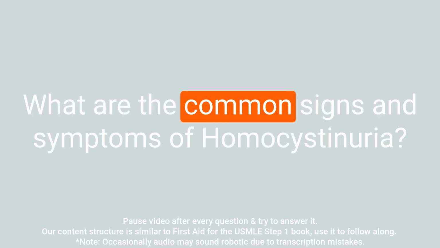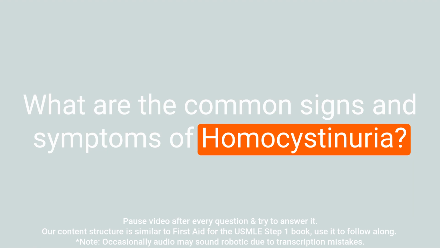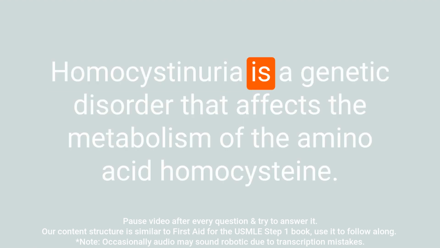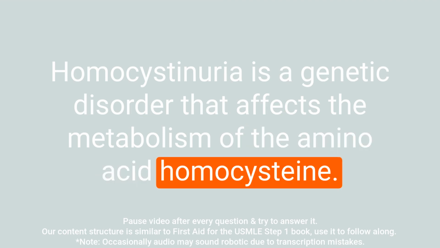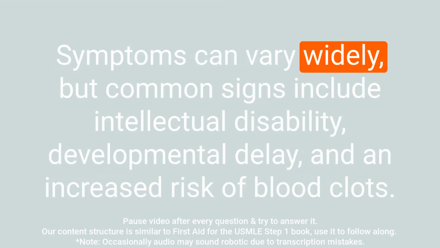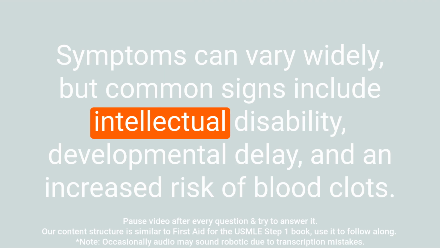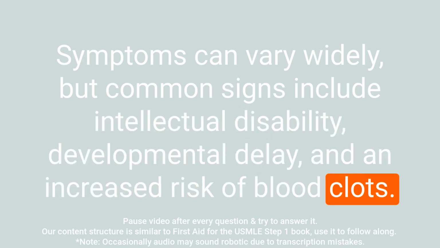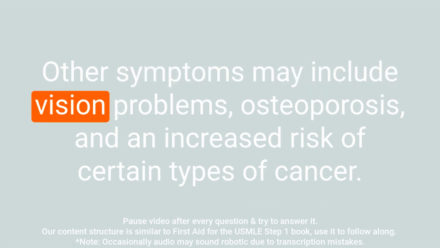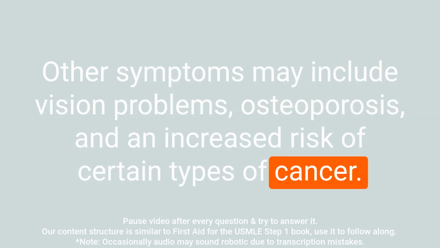Question: what are the common signs and symptoms of homocystinuria? Answer: homocystinuria is a genetic disorder that affects the metabolism of the amino acid homocysteine. Symptoms can vary widely, but common signs include intellectual disability, developmental delay, and an increased risk of blood clots. Other symptoms may include vision problems, osteoporosis, and an increased risk of certain types of cancer.